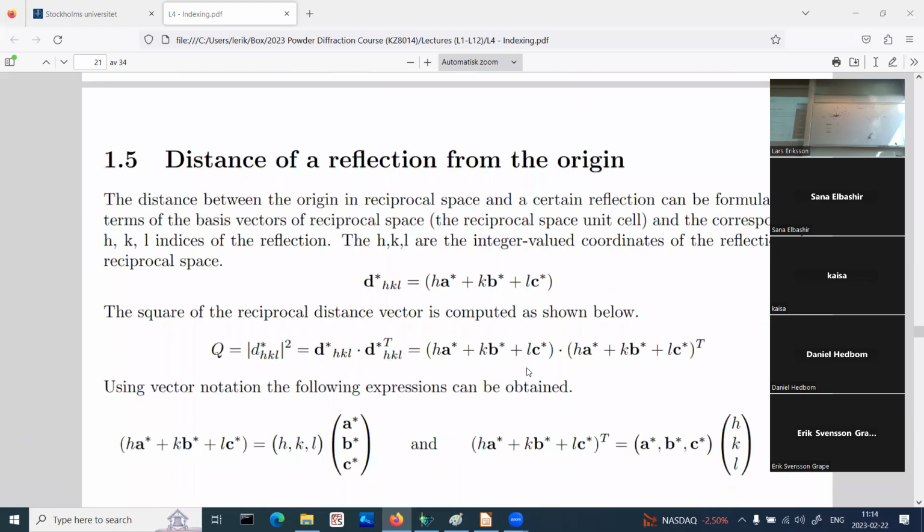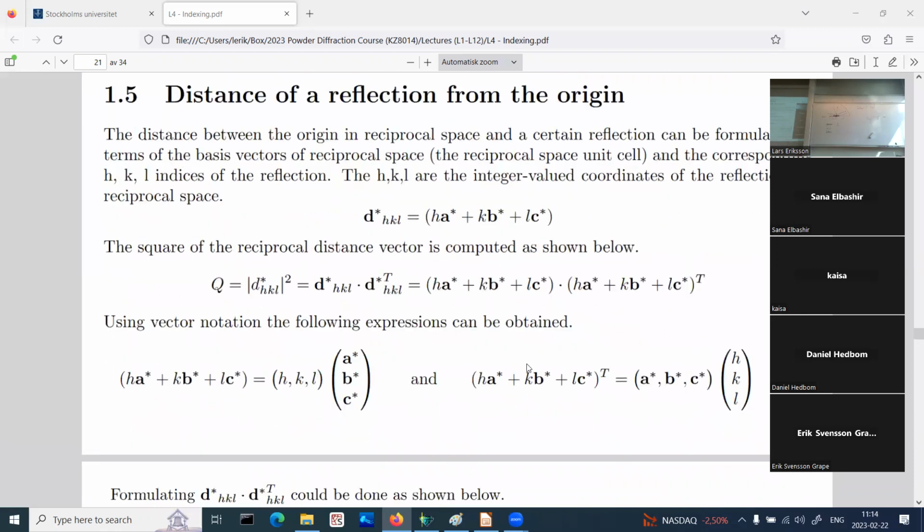And some background for how the indexing process works. The distance of a reflection, now we are in reciprocal space, I indicate that as R here. And the index is HKL, scalar with the A star vector, B star vector, C star vector. These are the reciprocal space vectors.